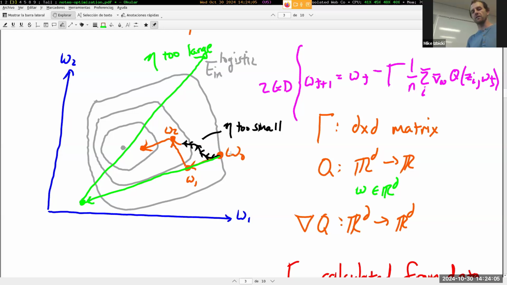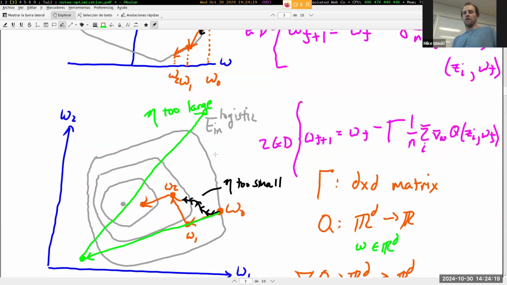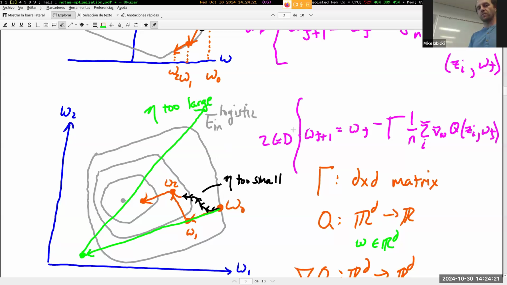so that we get into this nice situation where we are approaching the minimum at a good rate, not too small, not too fast. And there's not really good theory on selecting these values. It's just a matter of trial and error, seeing what works or not works.